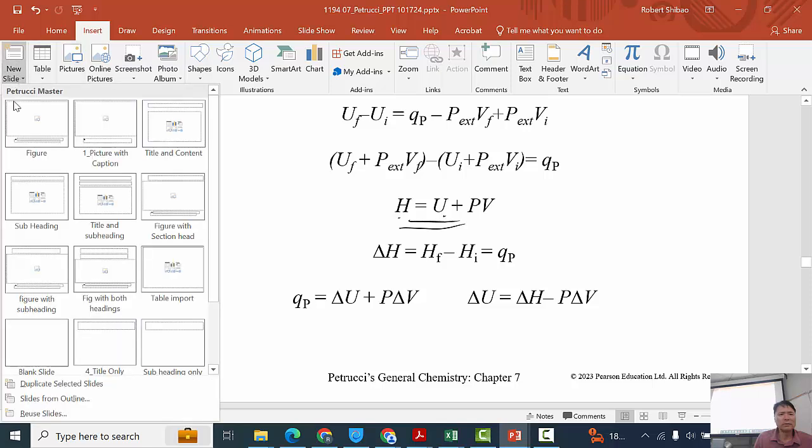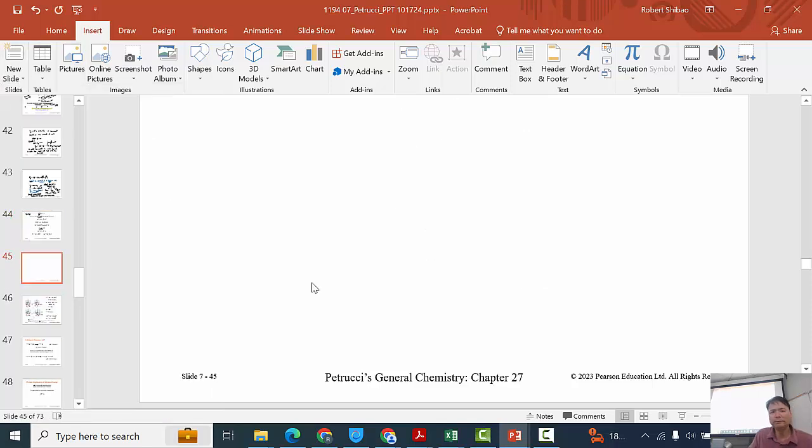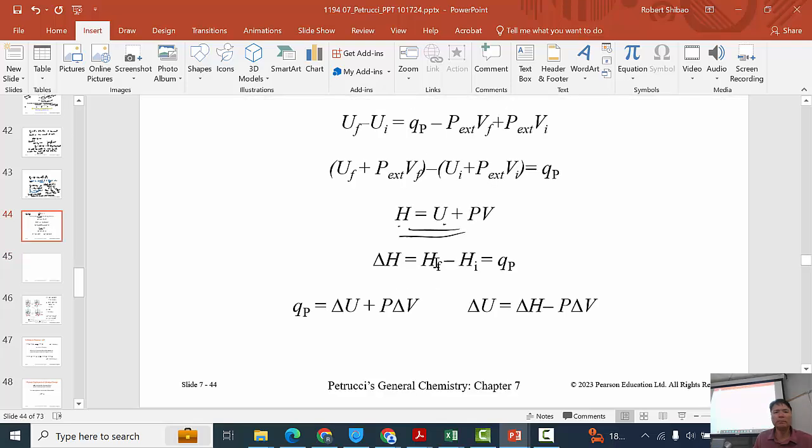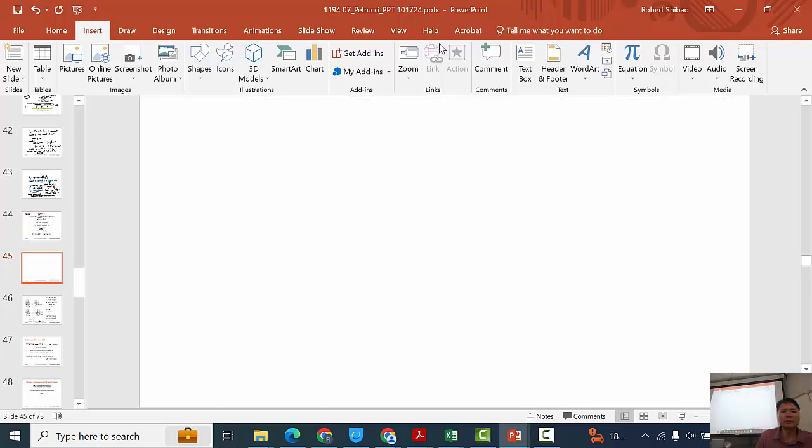What we would do is look at something like this. Basically, I have this: delta H is equal to delta U minus W, where W is equal to P delta V work.